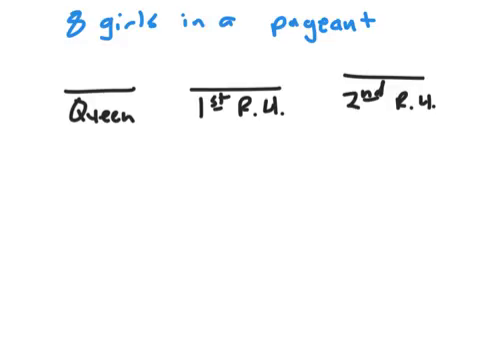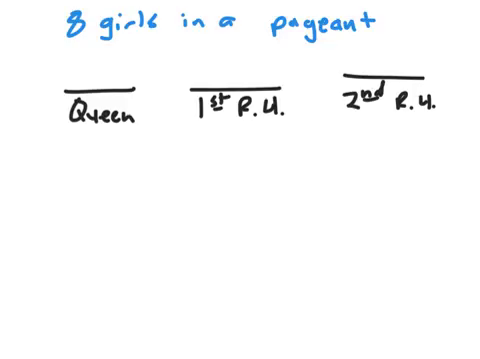So let's say that there is a beauty pageant where there are 8 girls, and from those 8 girls, we're going to choose the queen, the first runner-up, and the second runner-up. The question is, how many different arrangements are possible? This is slightly different than if we had 8 girls and we were going to award 8 prizes. That's when we'd use 8 factorial and get our answer. This one's different because we have 8 girls, but we're only choosing 3 of those girls to win the queen, the first runner-up, or the second runner-up.